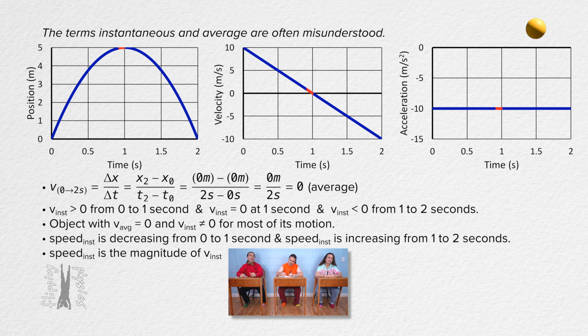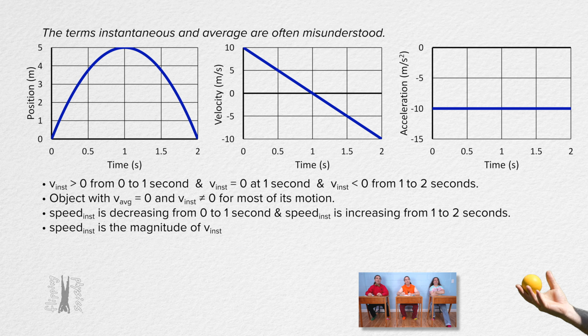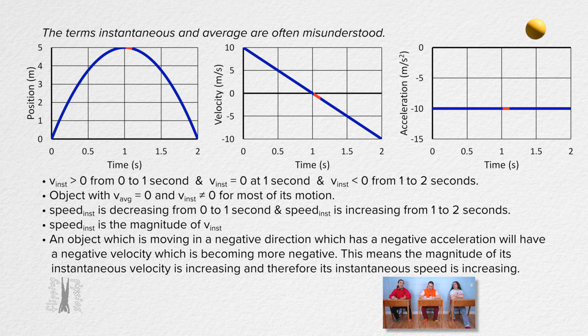That makes more sense. And this is an example of what you were talking about before when you said an object which is moving in a negative direction, which has a negative acceleration, will have a negative velocity which is becoming more negative. This means the magnitude of its instantaneous velocity is increasing, and therefore its instantaneous speed is increasing. That is what is happening in the second half of the motion. That is how an object with a negative acceleration can be increasing its speed.